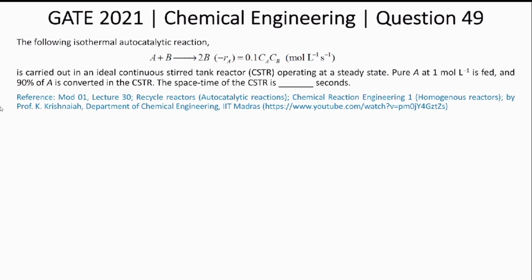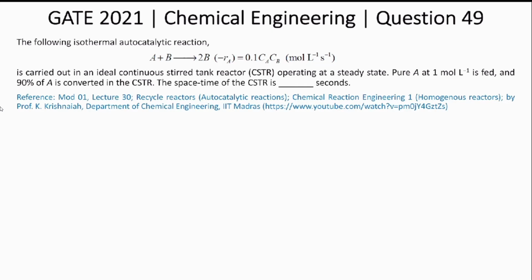So basically, in this question we have an autocatalytic reaction. They have given the reaction A plus B giving 2B. That means the product itself is one of the reactants. So A will react with B and give 2 moles of B as the product. Such a reaction is called an autocatalytic reaction.